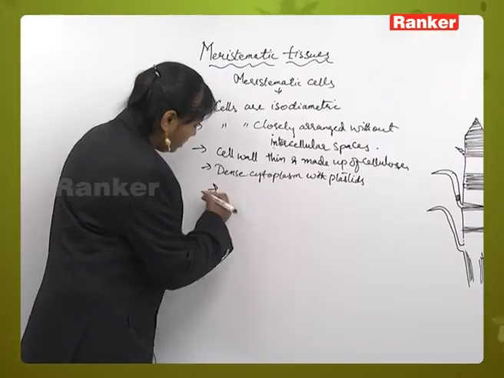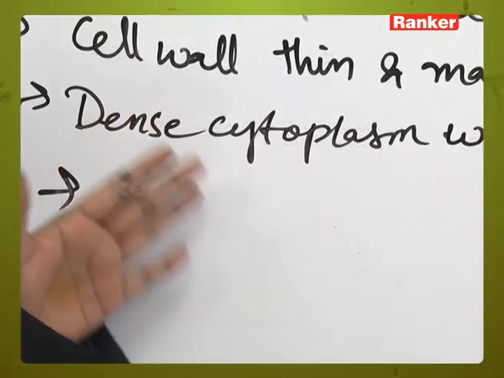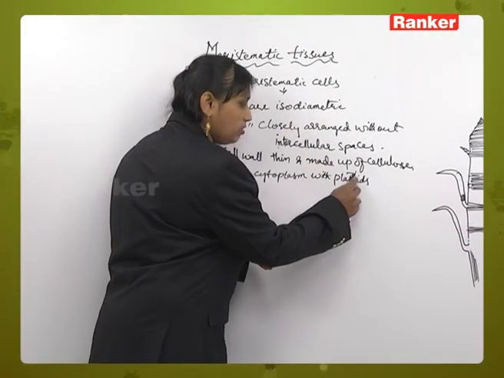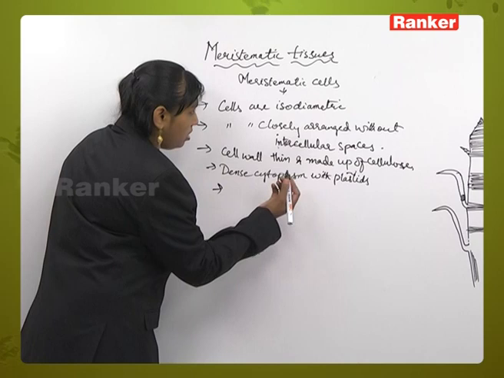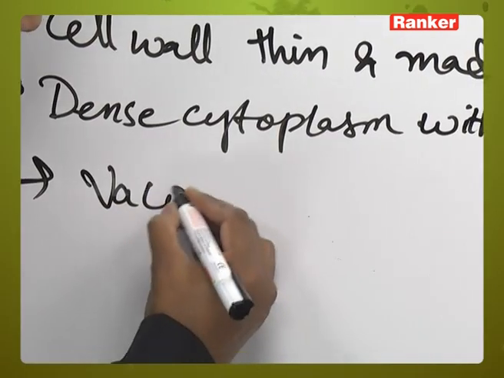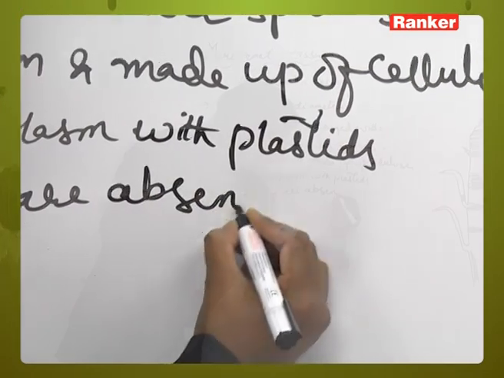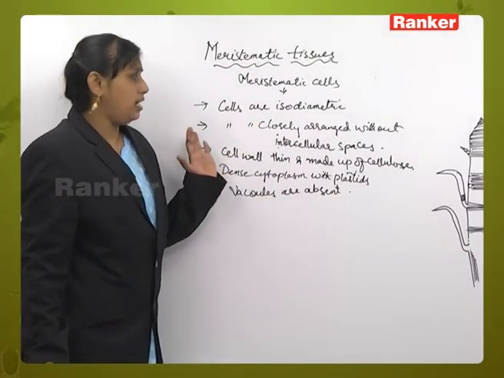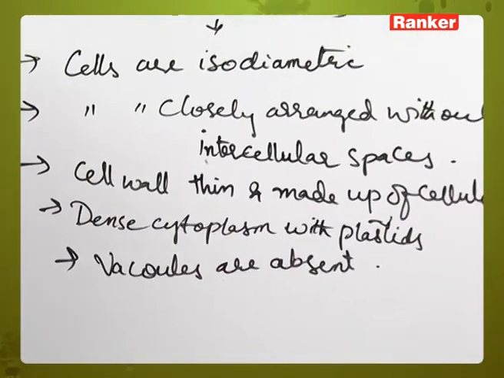Next, as we say there is a cell wall and dense cytoplasm with plastids, we may get a doubt that you can also have vacuoles here. But we say that vacuoles are absent in the meristematic cells. These are the points which help us identify that this particular type of cells are meristematic cells.